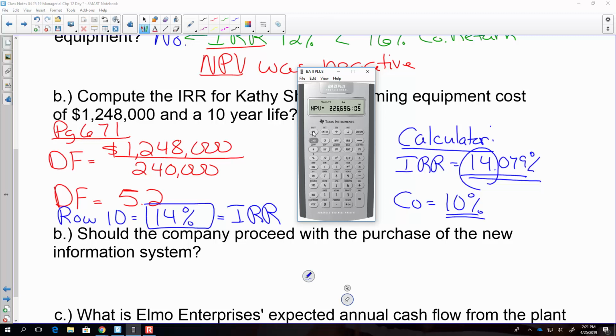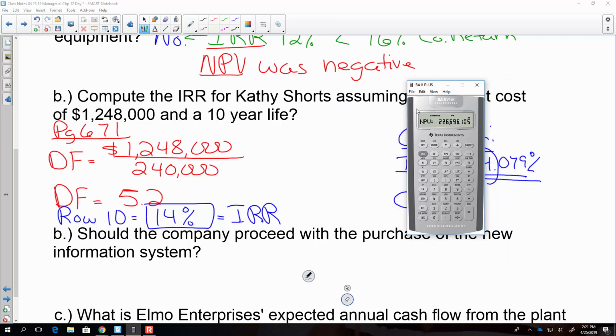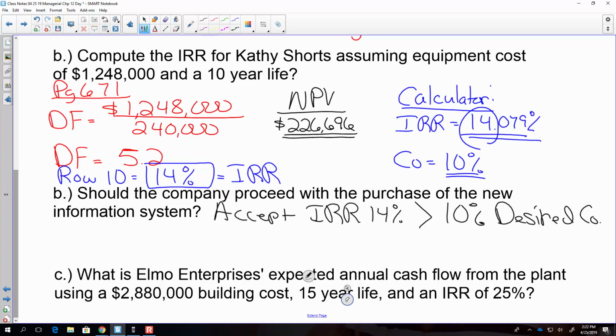The net present value is going to be a positive 226,696. That's our net present value. So should they accept? And the answer is yes. We have the internal rate of return of 14% is greater than the 10% desired company return. And we also have a positive net present value. So the net means net, the cash flow is netted against the investment going out.